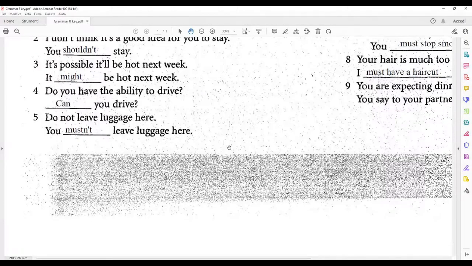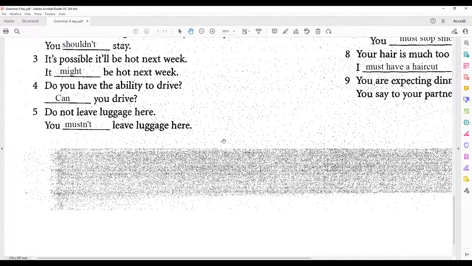Do you have the ability to drive? The ability. Can you drive? Can. Can means ability. Can you drive? Do you have the ability to drive?